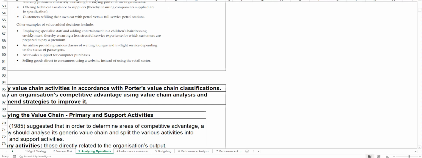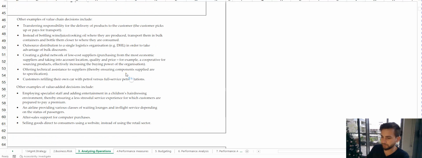However, this one could, depending on how you interpret it, be either a value chain or a value-added decision. It would be a value-added decision if selling direct to customers improved the customer's experience, and that was the primary purpose. However, many companies actually do that just to cut costs. And in fact, if the retail sector is an expensive part of their value chain, they might decide to cut it out and only sell direct to customers via a website, and then it would probably fall under a value chain decision.